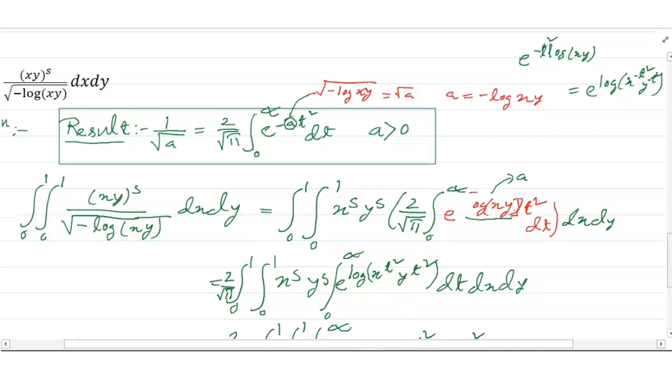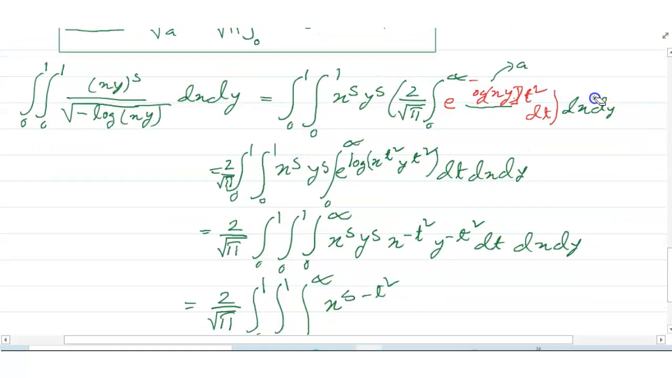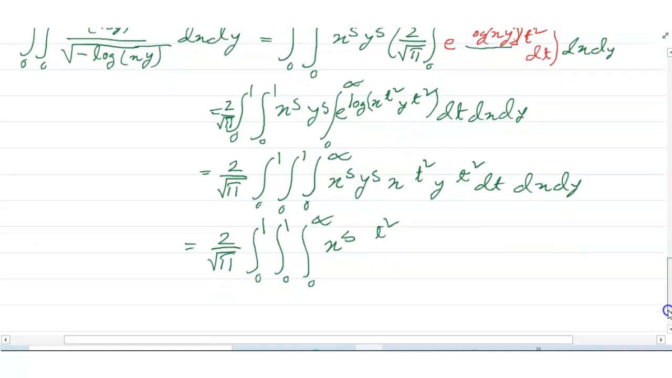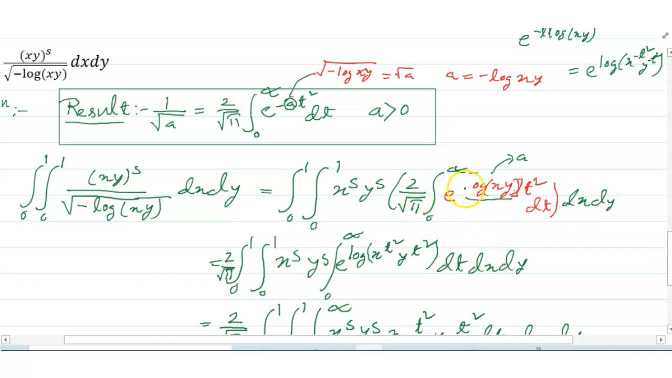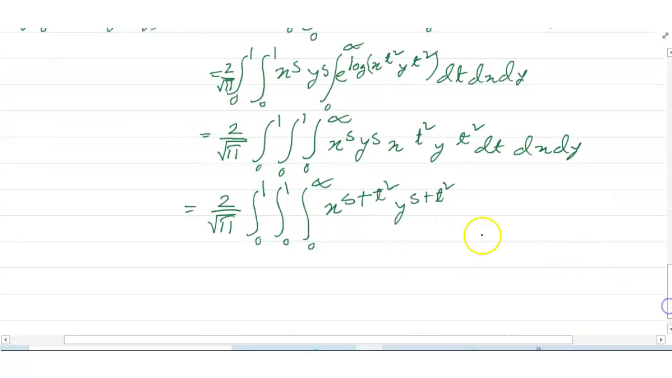There is no minus, and y to the power s plus t square, and this is the log value, and it is dt into dx into dy. It can be written this way.